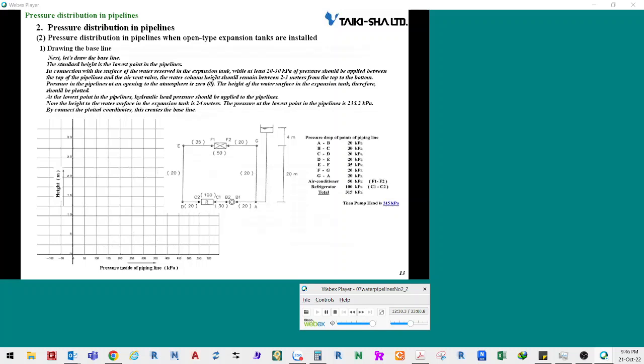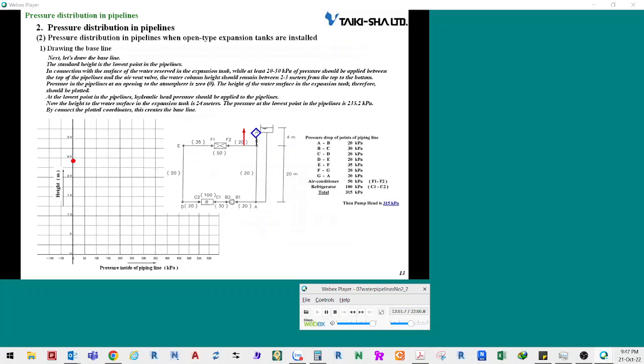Drawing the baseline. Next, let's draw the baseline. The standard height is the lowest point in the pipelines. In connection with the surface of the water reserve in the expansion tank, while at least 20 to 30 kilopascals of pressure should be applied between the top of the pipelines and the air vent valve, the water column height should remain between 2 to 3 meters from the top to the bottom.